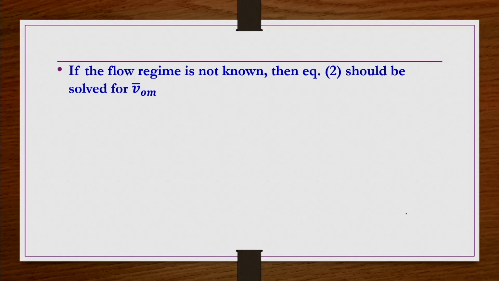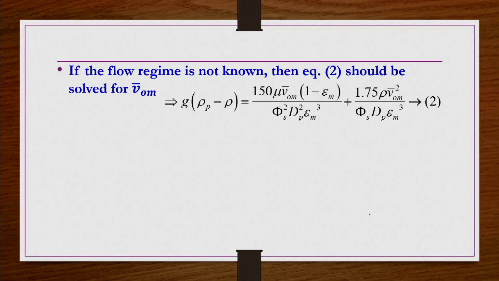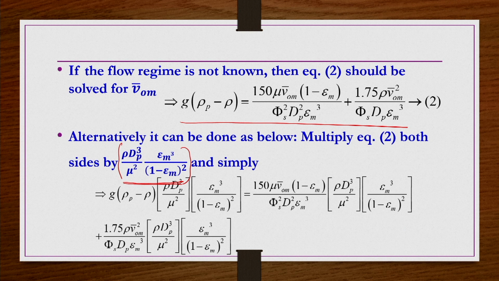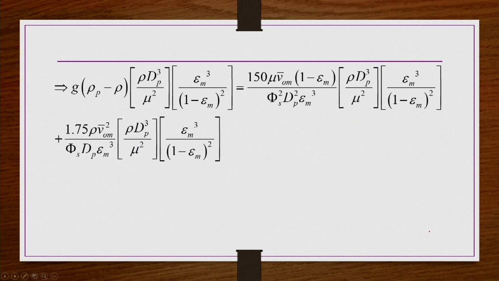But alternatively, there is another method, where this is equation number 2 we are having. On both sides of this equation you multiply by rho dp cube by mu square multiplied by epsilon_m cube by (1 minus epsilon_m) whole square. This particular term you multiply on both sides of equation number 2. When you do this, you get this one. What we have done here is nothing but multiplied by this term here, and in the right hand side also both the terms. Then, again I have written the same equation here.